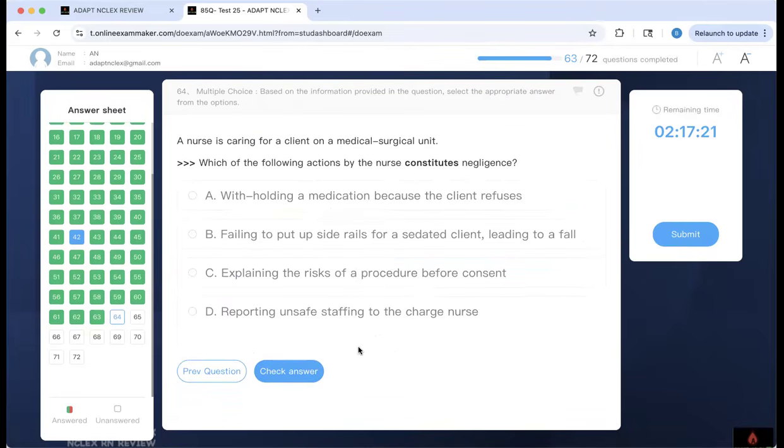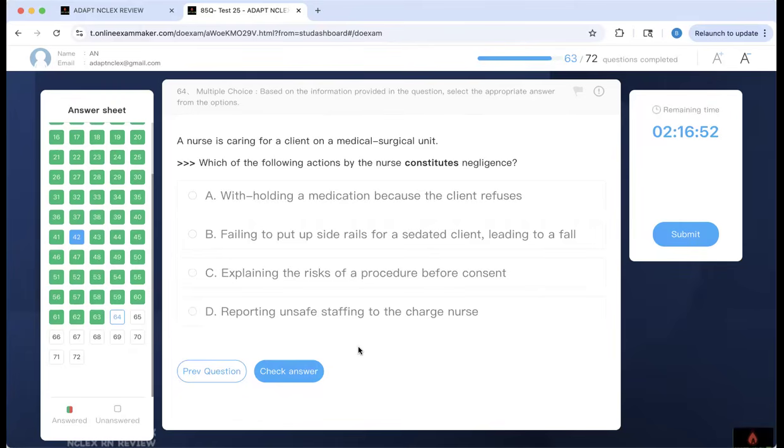A nurse is caring for a client on a medical surgical unit. Which of the following actions by the nurse constitutes negligence? That means you do something bad. Withholding a medication because the client refused. Does that mean negligence? Failing to put up side rails for a sedated client, leading to a fall. Is that negligence? Explaining the risks of the procedure before consent. Is that negligence? Reporting unsafe staffing to the charge nurse. Are you negligent? Pick your answer, let me know.